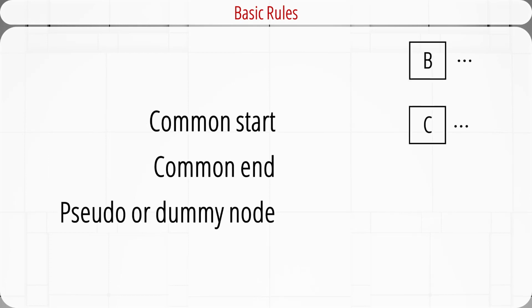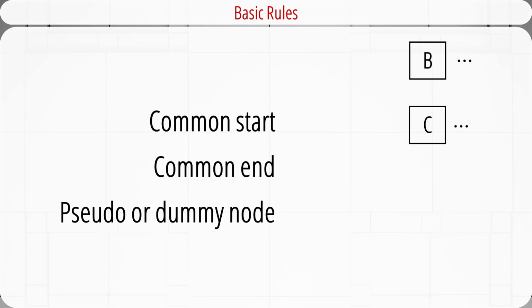The last rule is that if there are multiple starting nodes in a project network, they should all be tied together to form a common project start. Similarly, if there are multiple end nodes, they should all be tied together to form a common end. We use a pseudo or dummy activity as a common start node and a common end node.